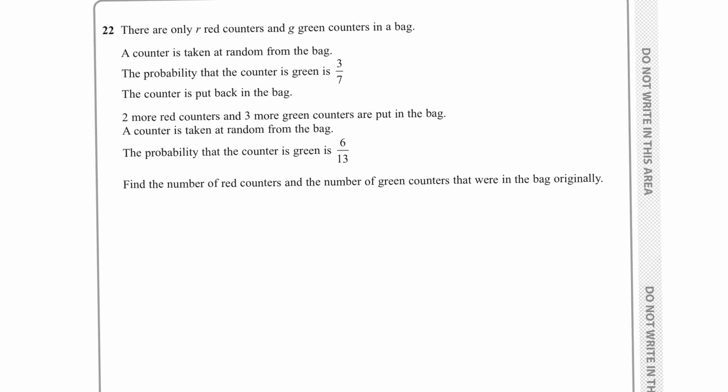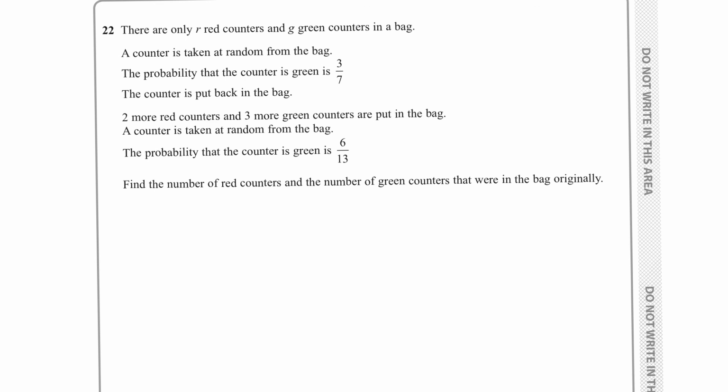And then the next question, by the way, the last question, guys. It says that there are only R red counters and G green counters, and that a counter is taken at random from the bag. The probability that the counter is green is 3/7, and the counter is put back in the bag. It says that 2 more red counters and 3 more green counters are put in the bag, and that a counter is taken at random from the bag. The probability that the counter is green is 6 out of 13.